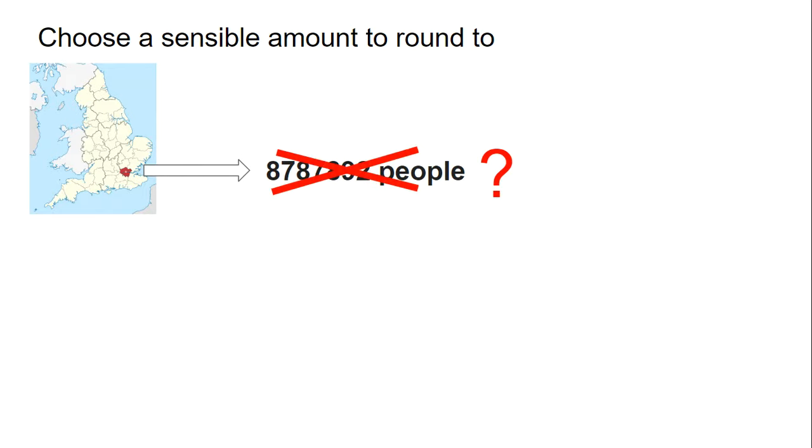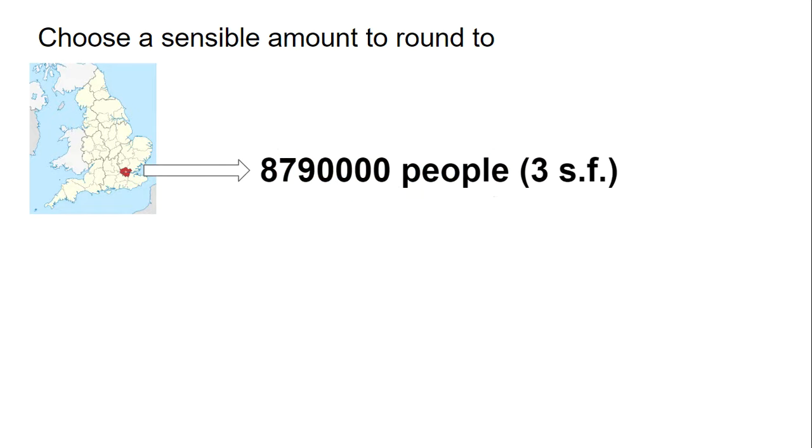So I'm going to say, you know what, I don't. I'm going to go for something a bit more logical, and I'm going to round it to something that I think is going to be a bit more representative. I'm just going to say 8,790,000 people. I just rounded that number to three significant figures because it makes it easier to deal with, and also it makes more sense that way.